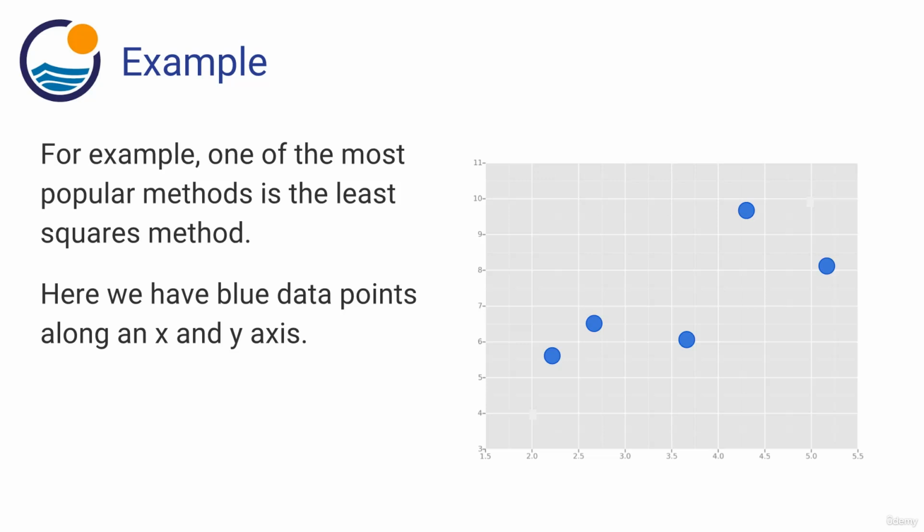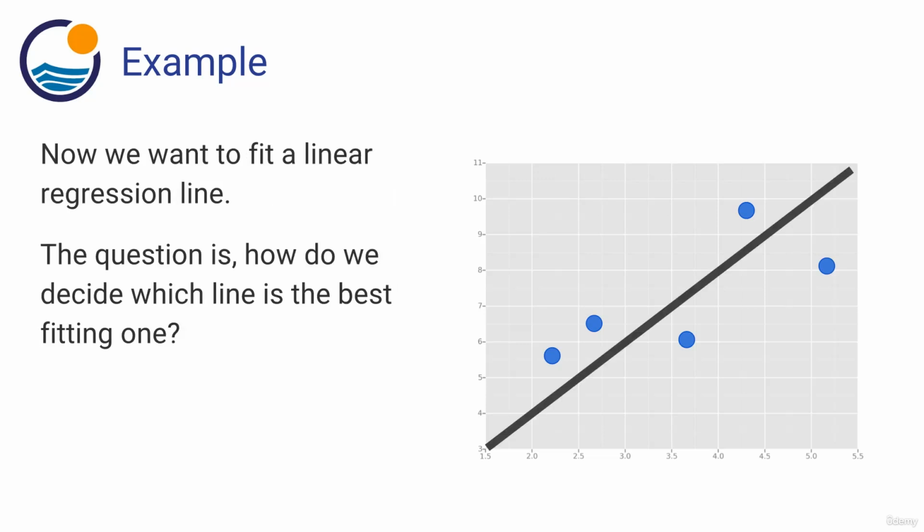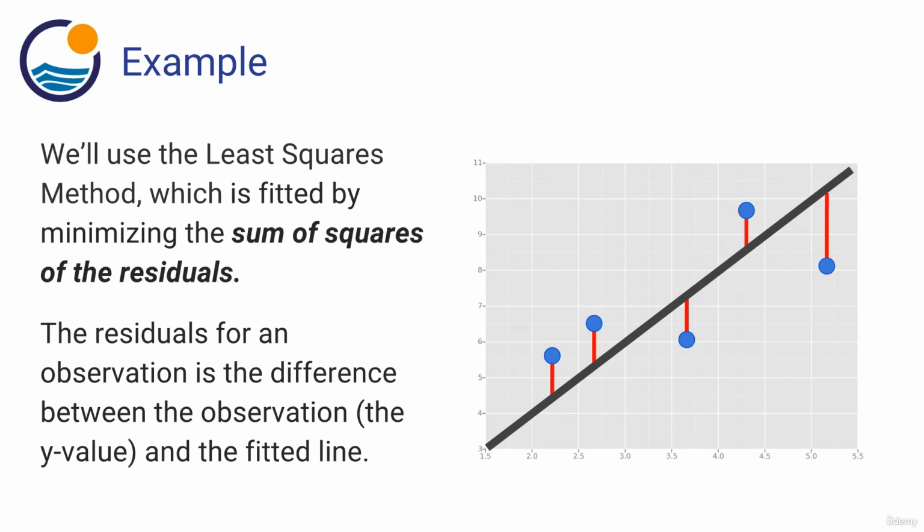Here we have a couple of blue data points along x and y axes, and we want to fit a linear regression line. And the question is, how do we decide which line is the best fitting one? We can go ahead and use the least squares method, which we discussed earlier. This method is fitted by minimizing the sum of the squares of the residuals. The residual for an observation is the difference between the observation, the y value, and the fitted line. In this image, the residuals are marked by the red line, the difference between the true data point in blue and your fitted model line, the black diagonal line.